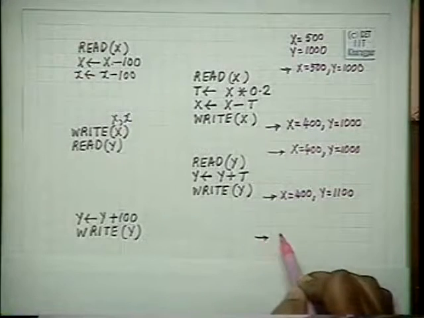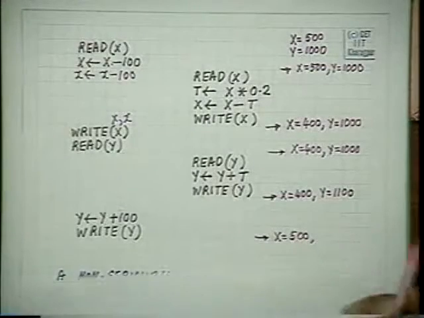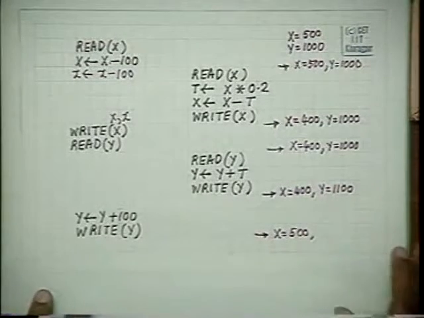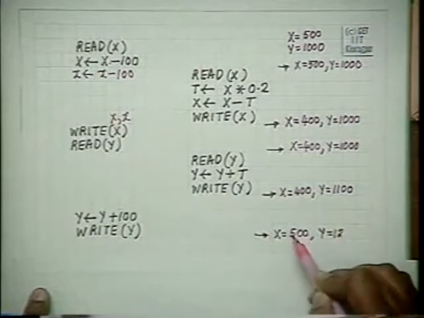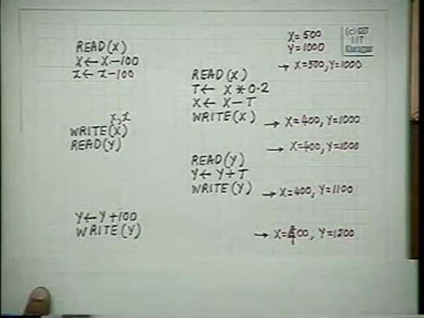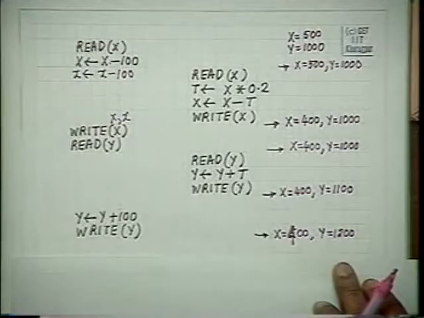Here x becomes 500 and y... x is still 400, sorry, and y is 1200. Now this data is not consistent. This data has become inconsistent.